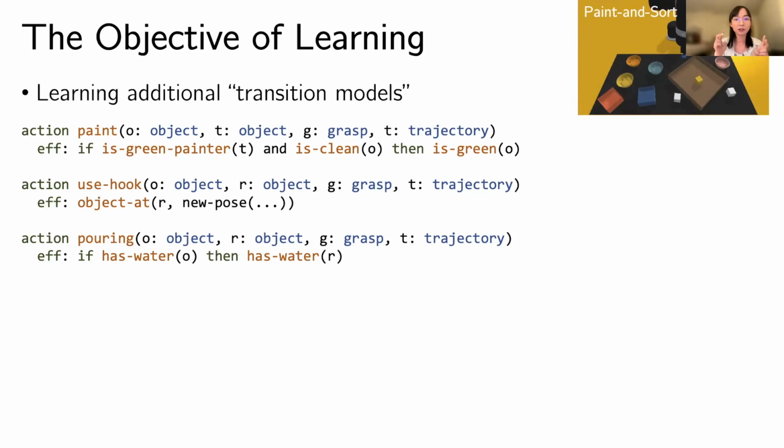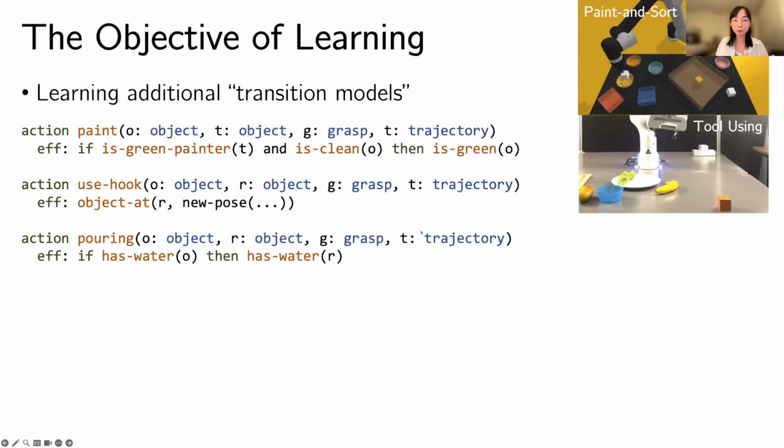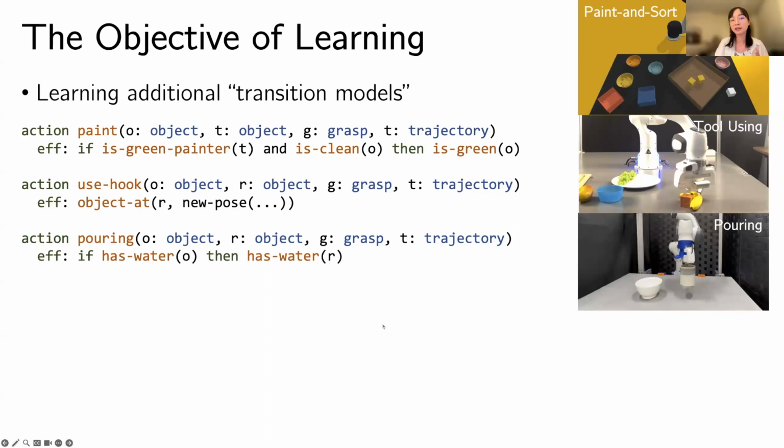And then finally, the agent needs to sort them in the final box. And similar thing for tool using, for example, in order to learn how to use a hook to reach for a distant object, you need to understand what should be the target object movement model. And a similar thing for pouring, we need to understand the state change happening to the object in hand and also the object that you're pouring into.